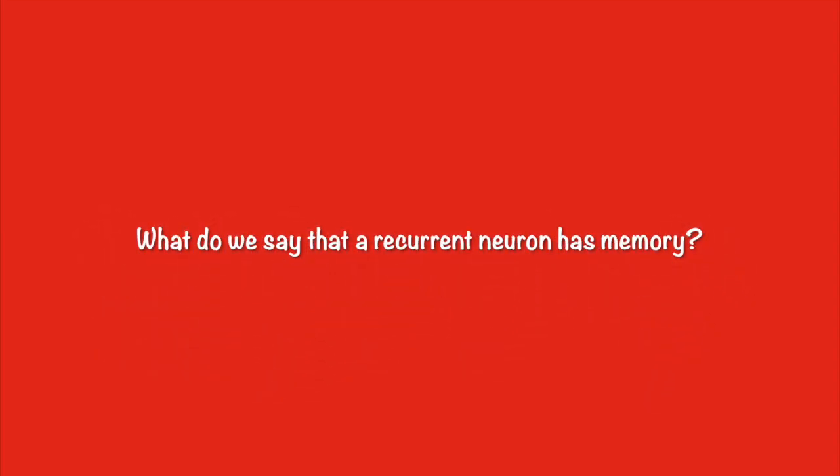Recurrent neural networks are made up of recurrent neurons, which are different from the regular neurons that we've seen so far, because these recurrent neurons have memory or state. Why do we say that? What does it mean when we say this?